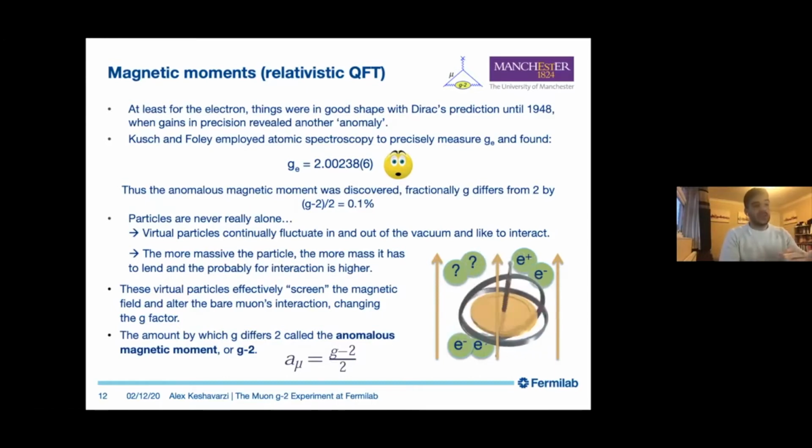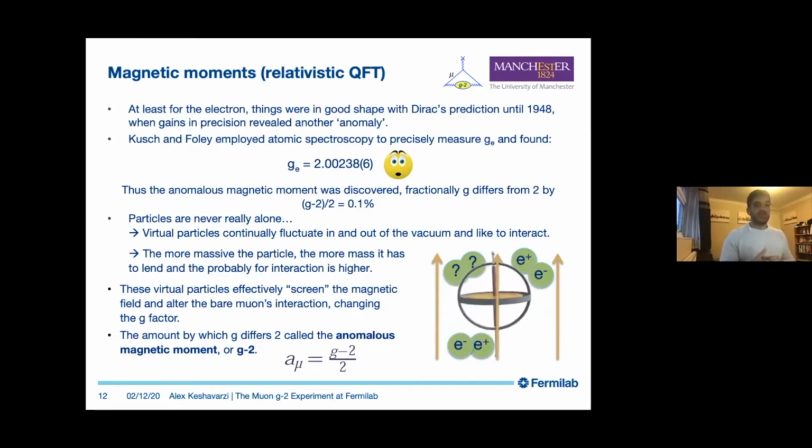And in this case, this is coming on to why the muons are important, but the more massive the particle, the more mass it has to lend, and the probability for an interaction is higher. So you can imagine that muons have more energy there, or more mass there, to be able to produce more exotic virtual particles than the electron would. This can be thought of as the virtual particles effectively screening the interaction, so they change it, as in the bare muon can't see the effect because the virtual particles are screening it. And so in the case of the gyromagnetic ratio, it changes that g factor slightly because it doesn't see exactly what the bare value is.